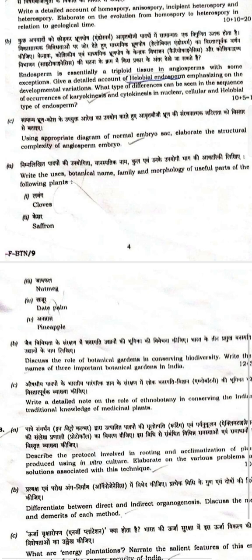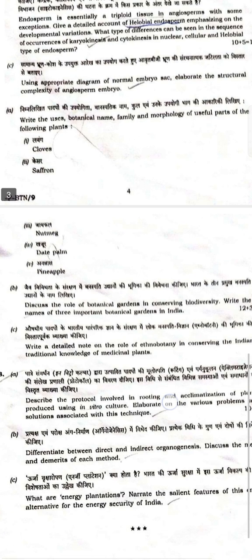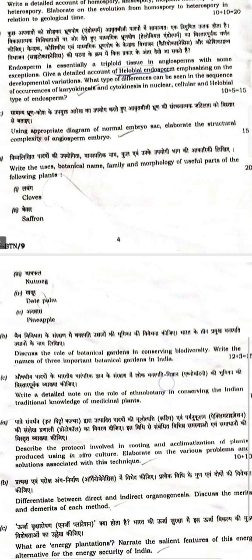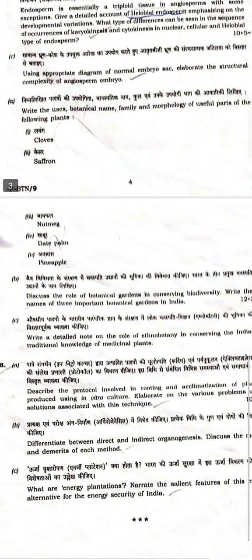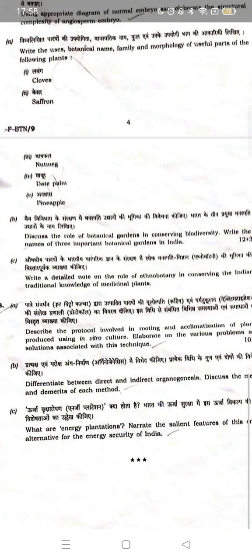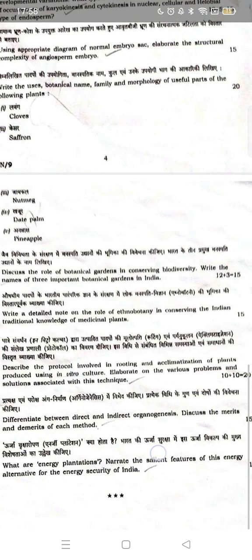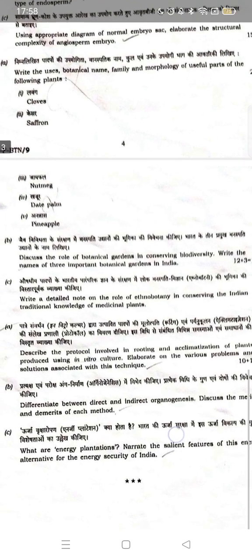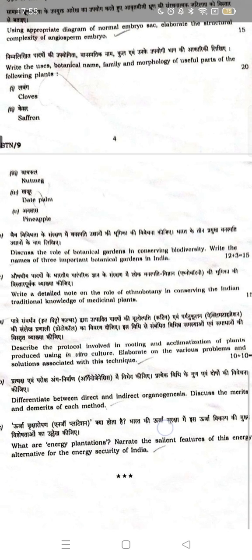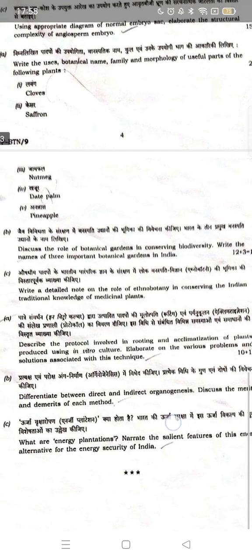Write the uses, botanical name, family and morphology of useful parts of the following plants: cloves, saffron, nutmeg, date palm, pineapple. Again, this is a 20 marks question. B. Discuss the role of botanical gardens in conserving biodiversity. Write the names of 3 important botanical gardens in India. This is a 15 marks question.